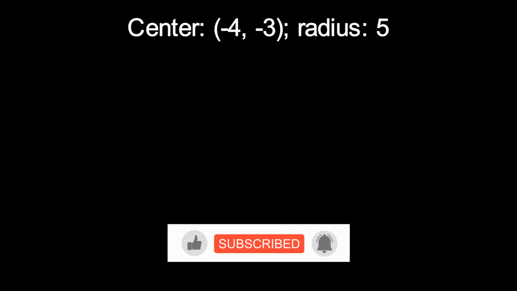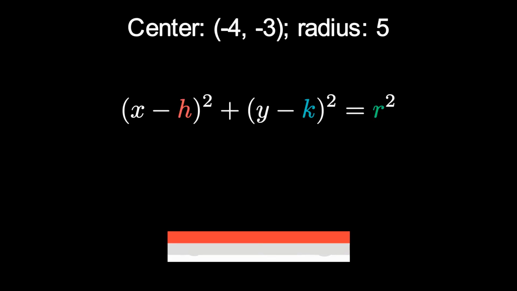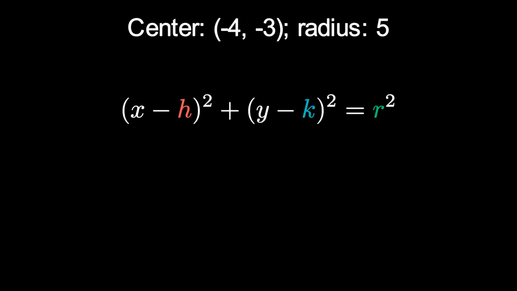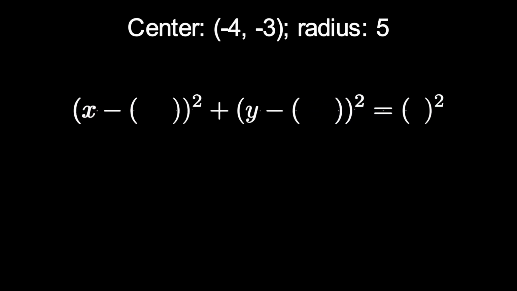So remember that our equation is (x minus h) squared plus (y minus k) squared equal to r squared. So we're going to plug in our center into the h and k and our radius into the r. So we'll plug in the -4 into our h, the -3 into our k, and the 5 into our r. And when we do that, we get (x minus -4) squared plus (y minus -3) squared equal to 5 squared.